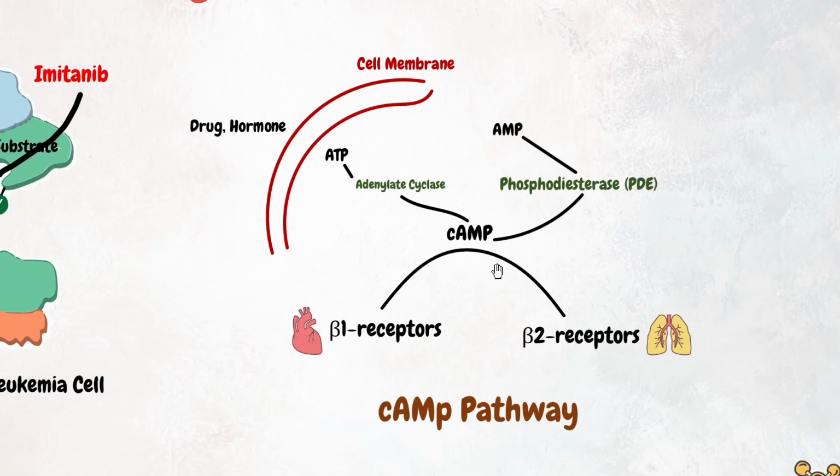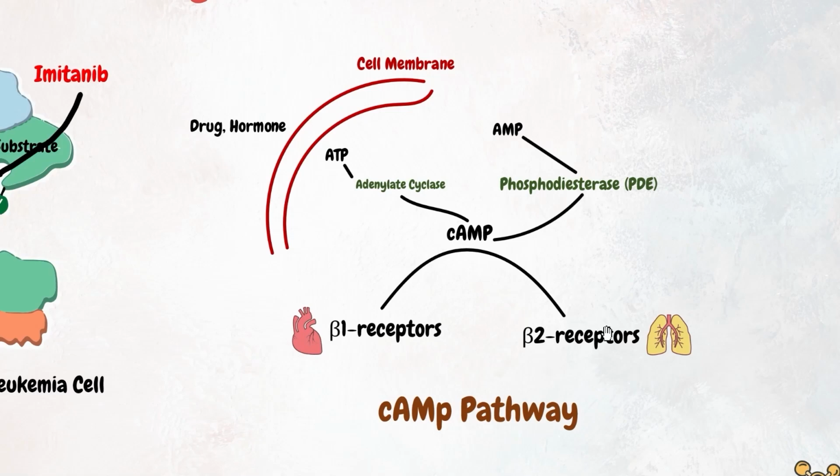Now, another example we are taking here is the cAMP pathway. The cAMP pathway is a cellular signaling pathway that is involved in many physiological processes, including regulation of cardiac function and bronchodilation in the lungs. Drugs that target this pathway can be used to treat heart failure and asthma. For heart failure, drugs that target the cAMP pathway include the beta-adrenergic receptor agonists such as dobutamine and isoproterenol. These drugs activate the beta-1 receptors on the surface of cardiac cells, which leads to an increase in intracellular cAMP levels. This in turn enhances cardiac contractility and increases heart rate, improving cardiac function in patients with heart failure.